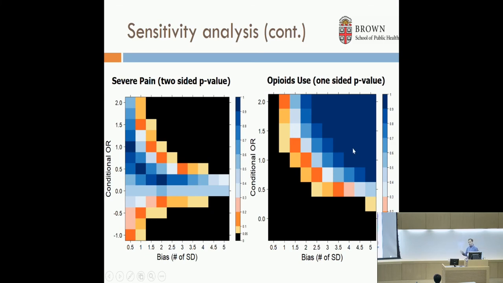For the opioids, what we have is the other way around, because we had a significant result. So now the question is, how much do I need to change those variables to actually observe some differences?